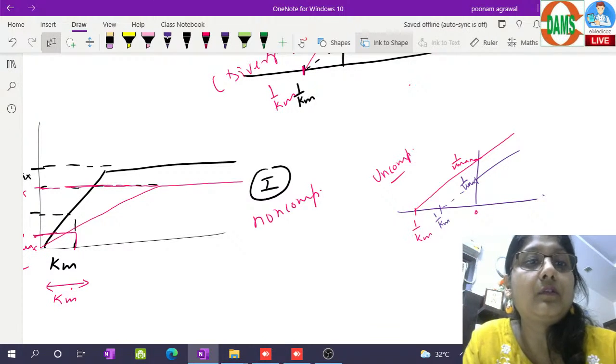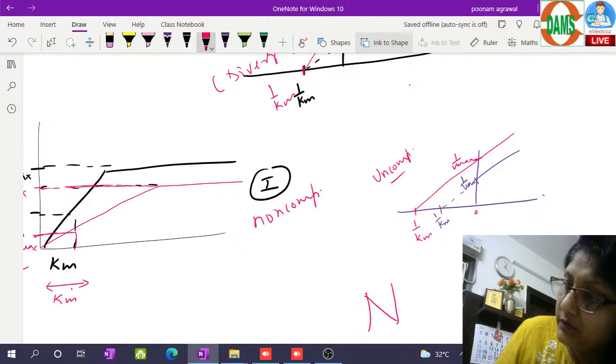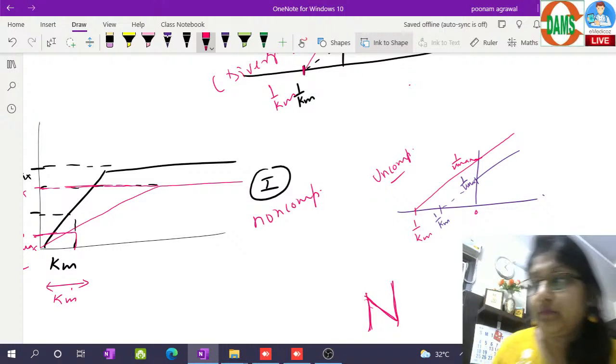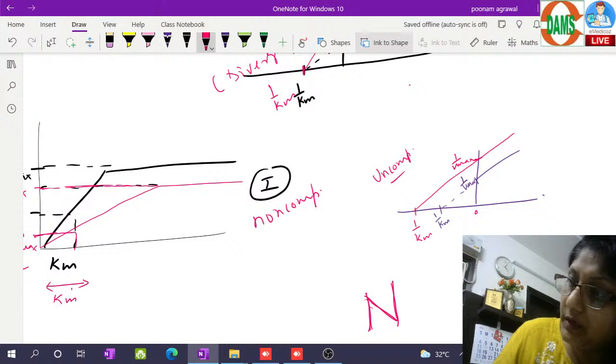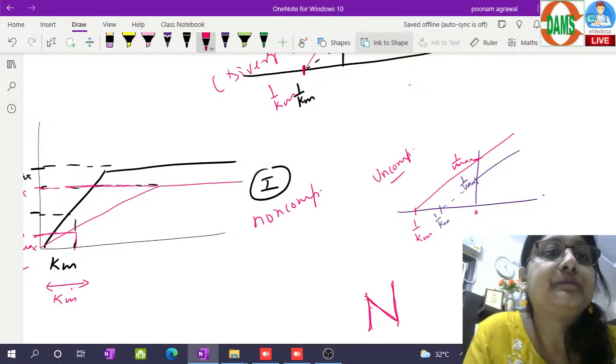C for crossing and C for competitive. Diverging: when you draw N, you see we all diverge this line, diverging, diverging. So non-competitive has a diverging line. When you say uncompetitive, you have a parallel line like this, right? So it is very easy.